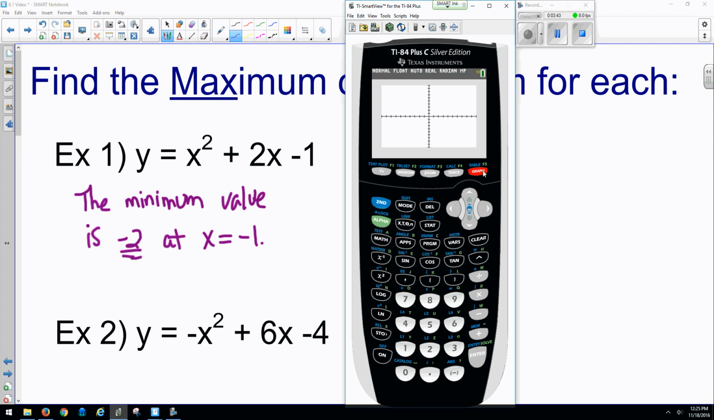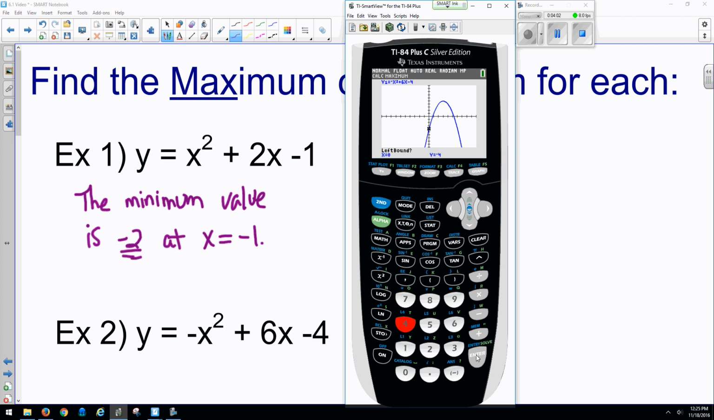And this time, the graph is opening down. And so we're not going to have a minimum value. We're going to have a maximum, and it happens right at the vertex of this parabola. And so I'm going to use the other function, the maximum, because of that. So I'm going to go second trace, 4 for maximum.